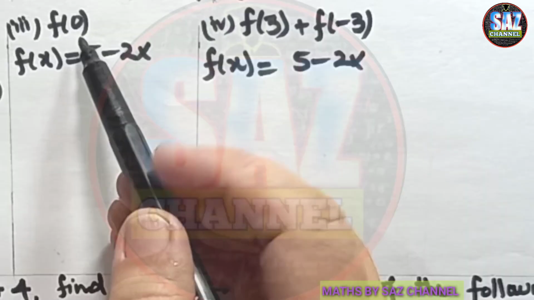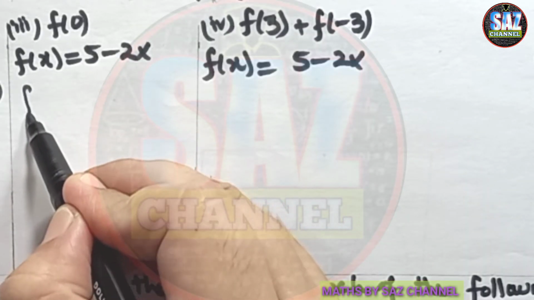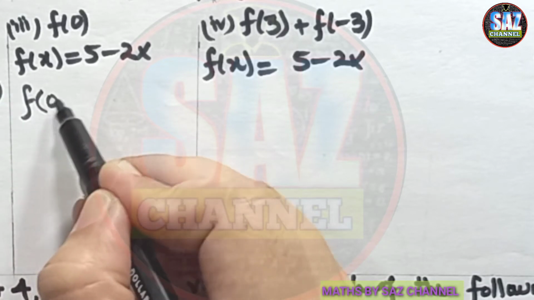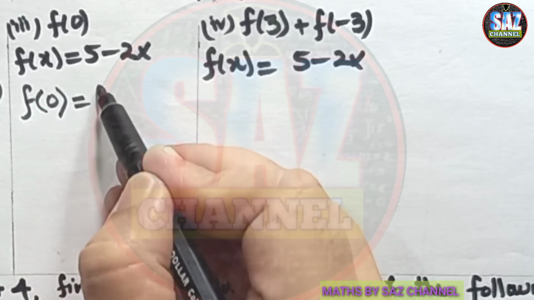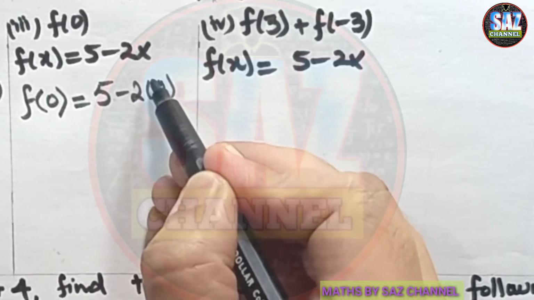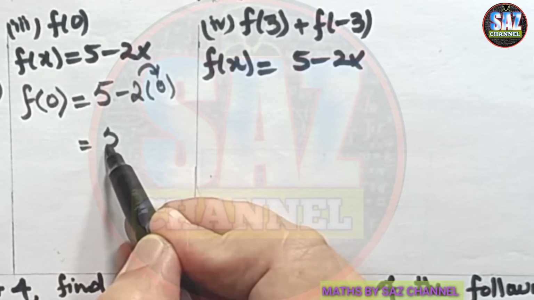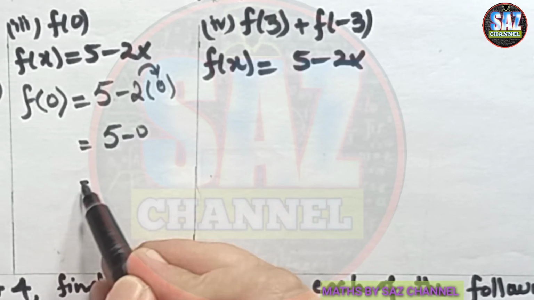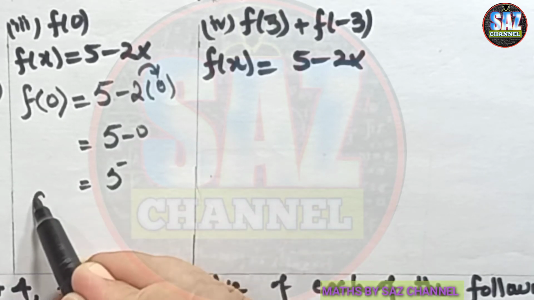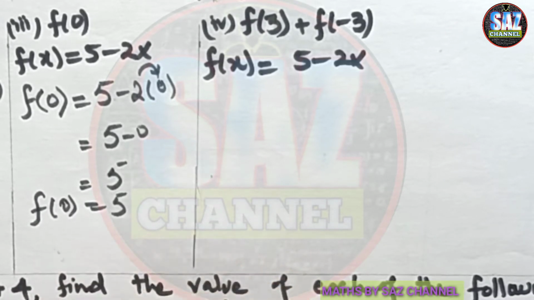The third part of the question is f of 0. Now what we have to do, instead of x, I have to replace 0, and 5 minus 2 into 0. Whenever we are multiplying any number by 0, my answer comes 0. 5 minus 0 will give me 5. So f of 0 equals 5.